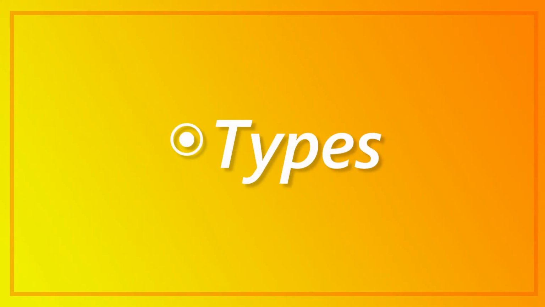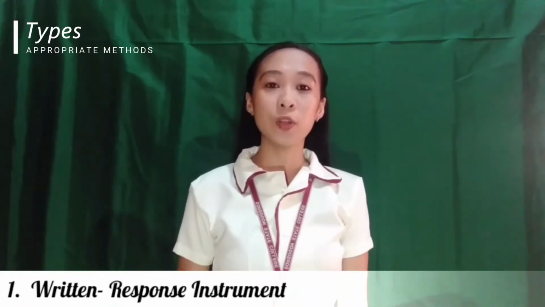There are five common types of appropriateness of assessment methods. First, written response instrument. This includes objective tests, such as multiple choice, true or false, matching type, or short answer test. Also includes essays, examinations, and checklists. Objective tests are appropriate for the various levels of the hierarchy of educational objectives.